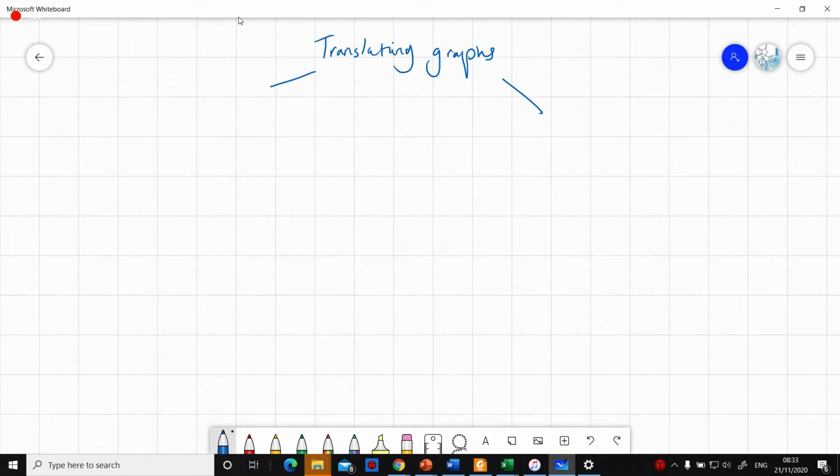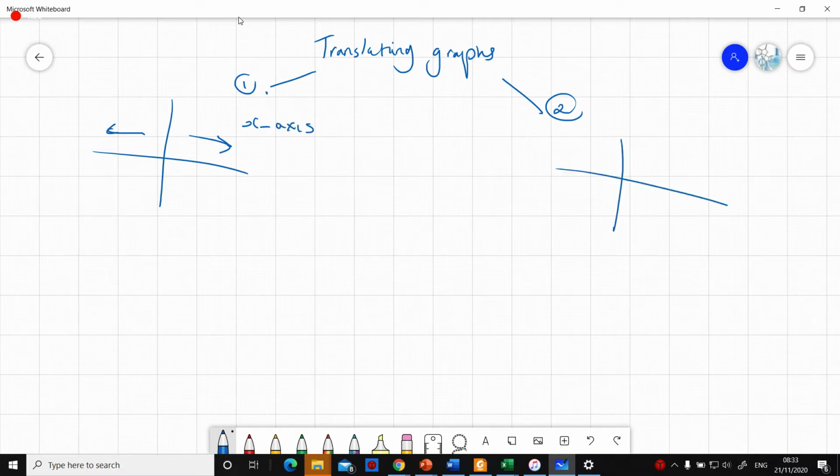So when you're translating graphs, technically you have two ways you can translate. Two ways. So you've got the first way and the second way. There's only two ways. Either you're moving this way or that way, translating across the x-axis, or you're translating across the y-axis.